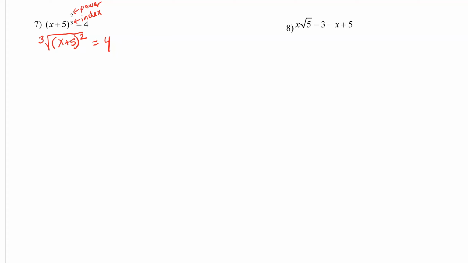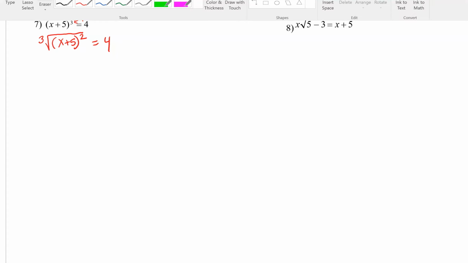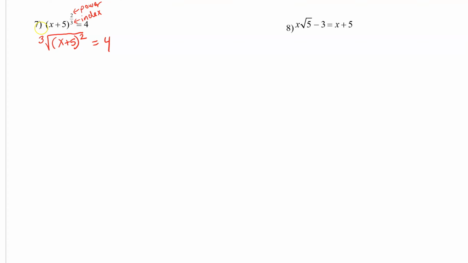So I now need to undo both a power and a root. So maybe I'll undo the cube root first by raising both sides to the 3rd power. That'll undo a cube root. But what I'm left with on the left side is a perfect square, (x + 5) squared. And then 4 times 4 times 4 is 64. So I have 64 on the right side. Okay, so I've got (x + 5) to the power of 2.